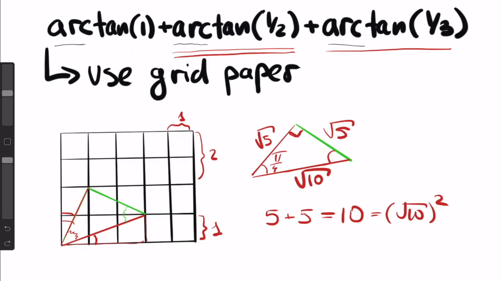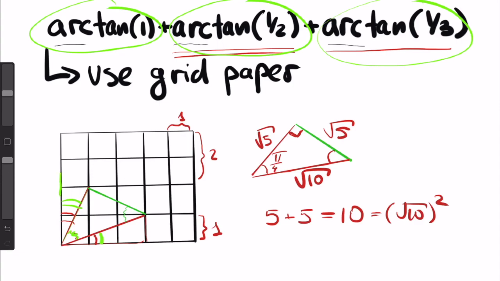So what we now see is that this angle here is arctan of 1/3. This angle here is arctan of 1/2. An angle in between them, we proved, is arctan of 1. But they form exactly 90 degrees. So the answer is pi/2.